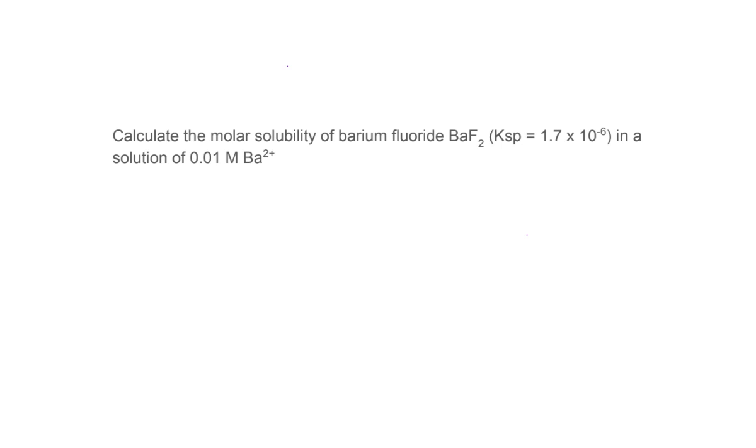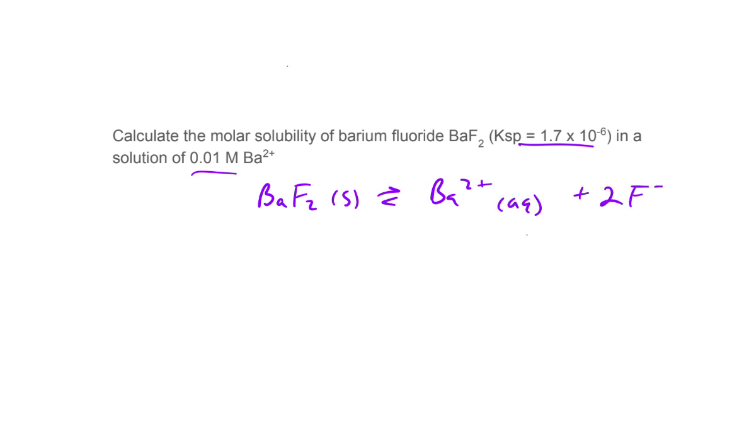We're going to calculate the molar solubility of barium fluoride, which has a KSP of 1.7 times 10 to the minus 6. But we're going to put it in a solution of 0.01 molar barium ion. Okay, so this is going to be your common ion problem. So our equilibrium for the solubility: barium fluoride solid in equilibrium with barium 2 plus and 2 fluoride.